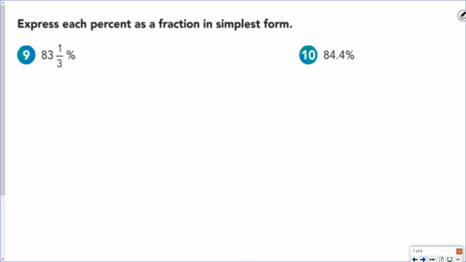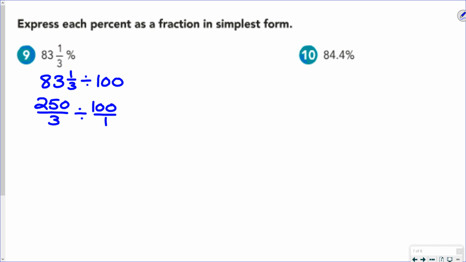So for number 9, if we have 83 1/3 and we want to convert that into a fraction, we're going to take 83 1/3 divided by 100. So that would be 250 over 3. 83 times 3 is 249. 249 plus 1 is 250. And divide that by 100 over 1.